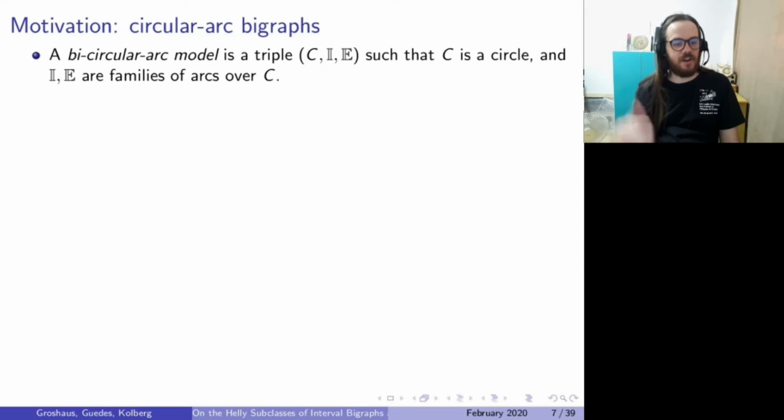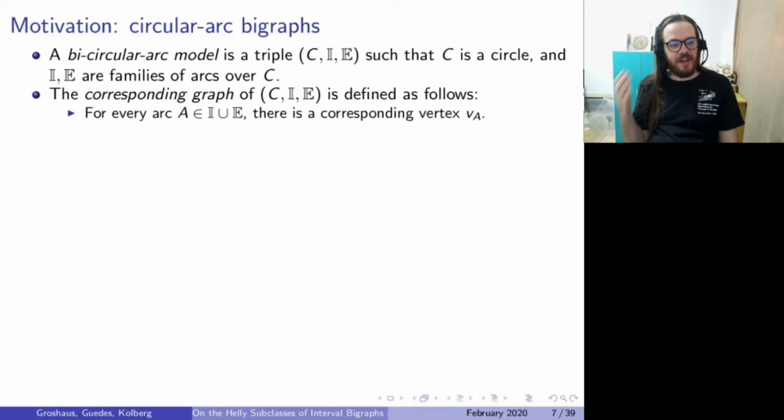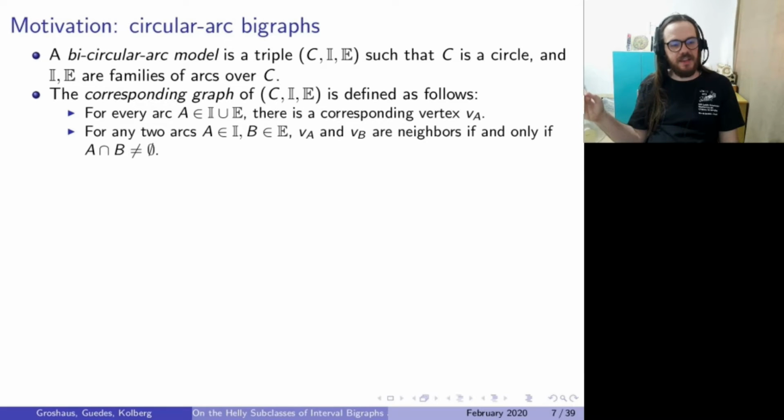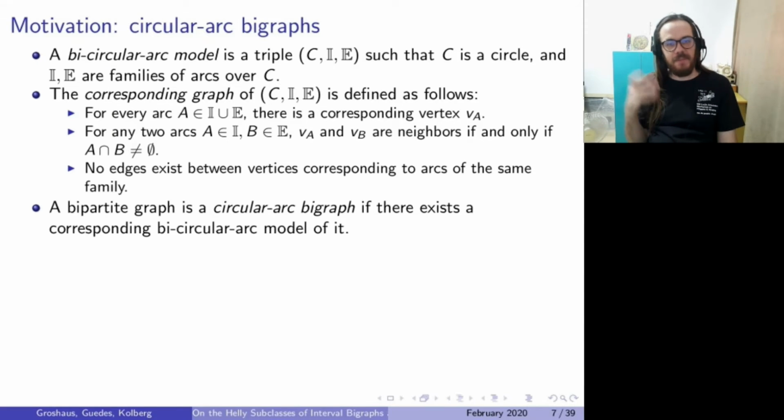Having presented circular arc graphs, we may now introduce circular arc bigraphs. A bicircular arc model is a triple CIE, where C is a circle and I and E are families of arcs over C. The corresponding graph of the model is constructed as follows. For every arc on either family, make a vertex. For two arcs A in I and B in E, their corresponding vertices are neighbors precisely if they have a non-empty intersection, and there are no edges between vertices corresponding to arcs of the same family, so the graph is always bipartite. The corresponding graph of a bicircular arc model is called a circular arc bigraph.